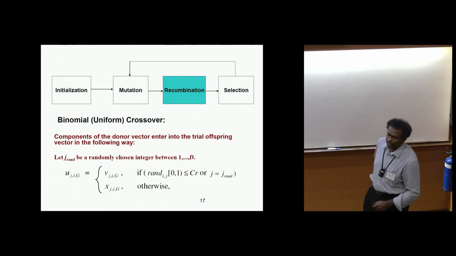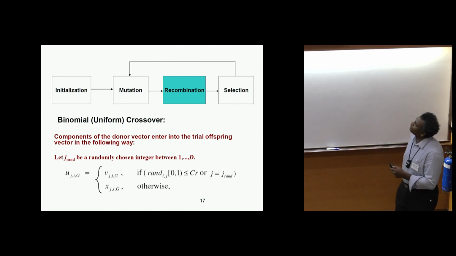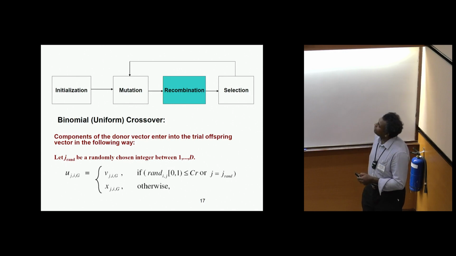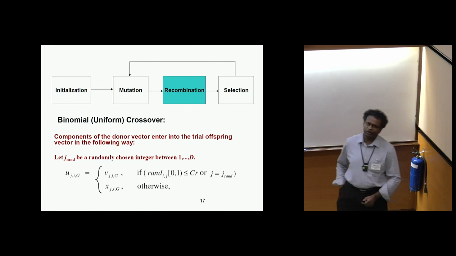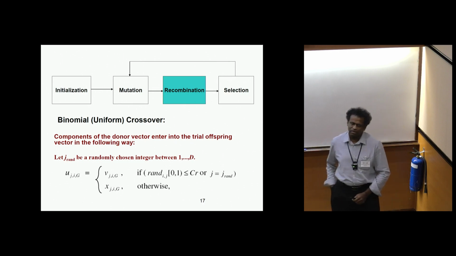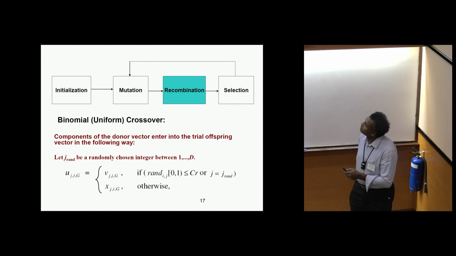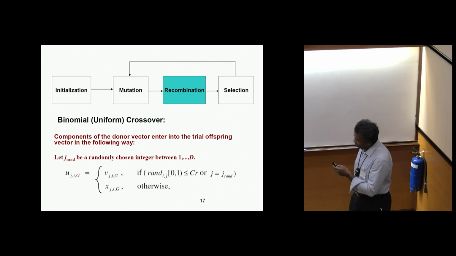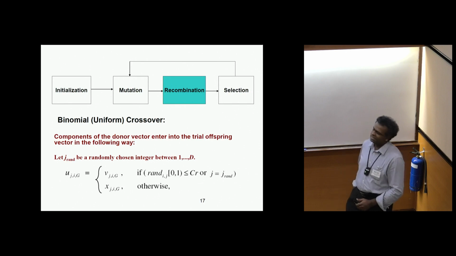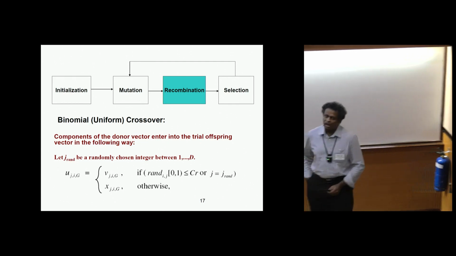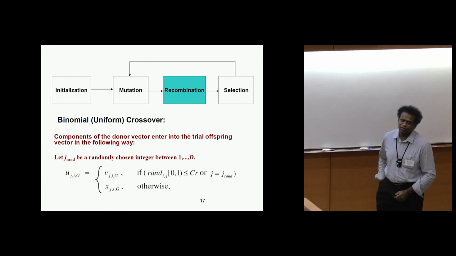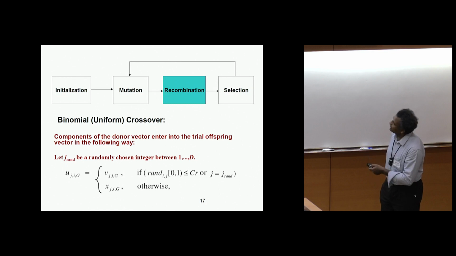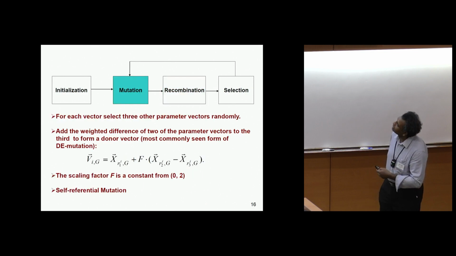So, once you complete the mutation, you have to perform the crossover operation. The most commonly used crossover operation is binomial, also known as uniform crossover in genetic algorithms. If you are familiar with genetic algorithms, it is basically the uniform crossover. To perform the crossover operation, you need a crossover rate, and the crossover is done between the ith population member and the mutant vector that you generated in the previous slide.